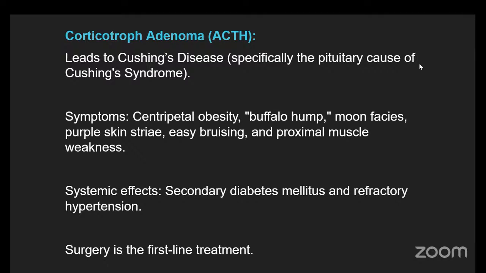What happens? We know when the cortisol is high, it's finally a medicine question. There's centripetal obesity, buffalo hump, moon facies, very thin skin which is prone to striations and easy bruising, and osteoporosis is going to be there. Patients can have pathological fractures, and there's going to be proximal myopathy. With regards to systemic effects, the patient might have diabetes, and there might be refractory hypertension, which is not responsive to any medicine. For the corticotroph adenomas, surgery is the first line treatment.